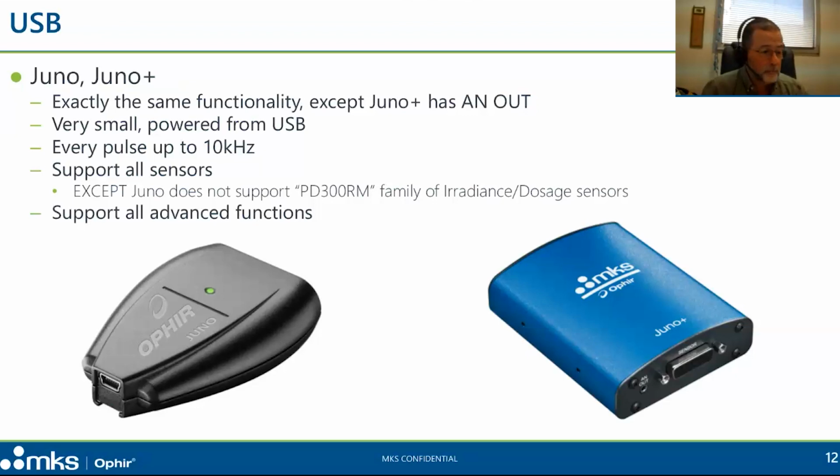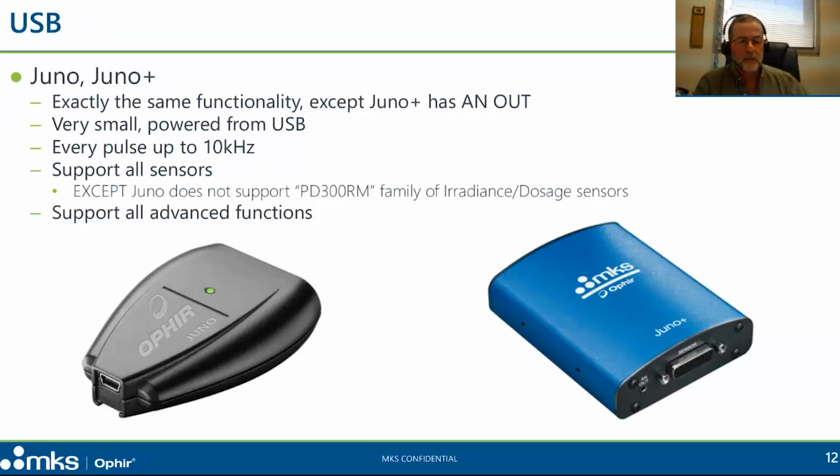On one side of the Juno is the D15 connector to which we connect the sensor's cable, and on the other side is a USB. It doesn't need a separate power supply. It's powered from the USB. There's the Juno and there's a Juno Plus. They look very different, but the truth is they're pretty much exactly the same. The only difference, other than the appearance, is that the Juno Plus also has an analog output. We'll explain what the analog output does if we need to in a couple of minutes.